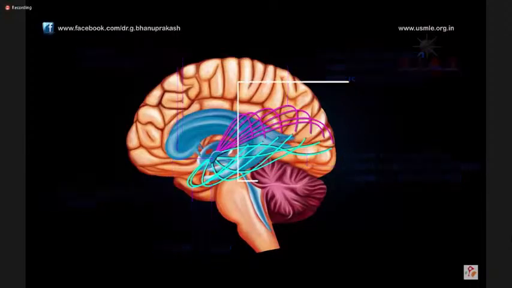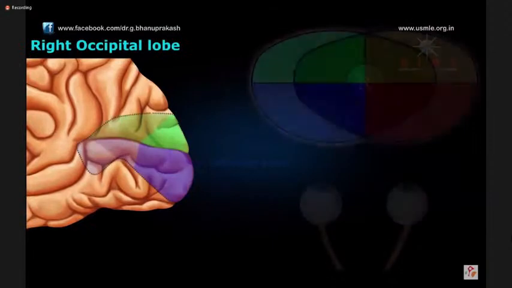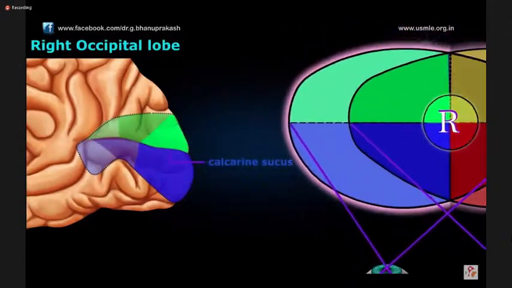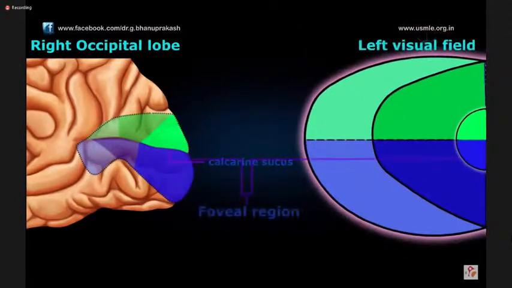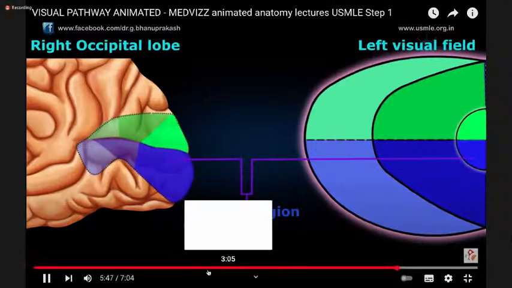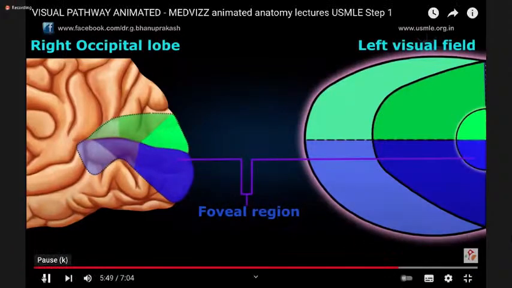The topographic order of visual information is maintained in the visual cortex. The fovea is represented in the posterior part of the visual cortex, whereas more peripheral regions of the retina are represented in progressively more anterior regions.